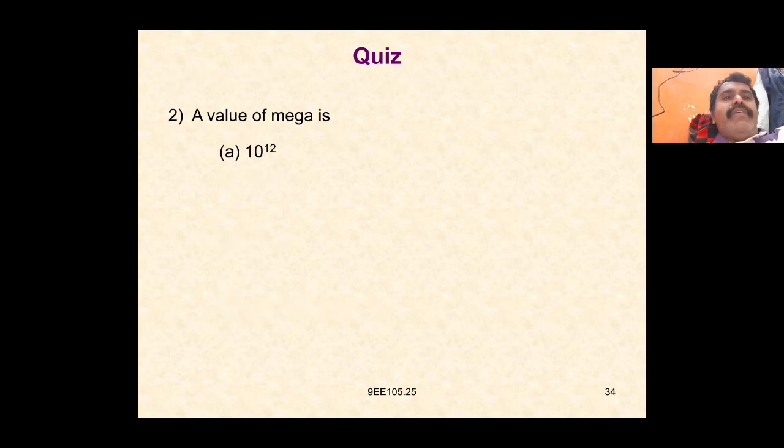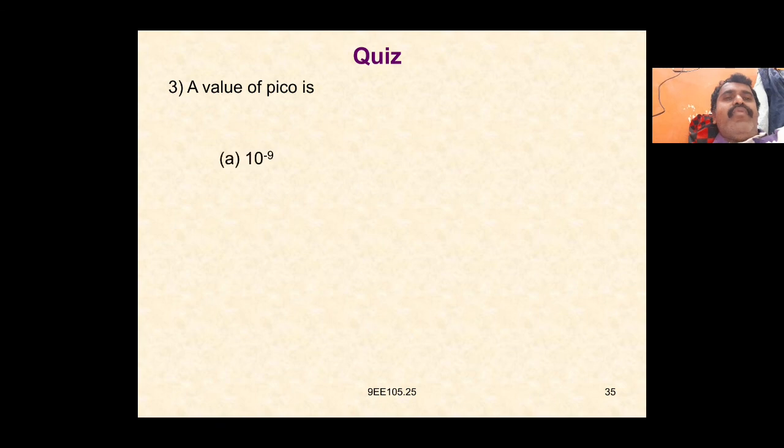The value of mega is 10 to the power of 12, 10 to the power of 3, 10 to the power of 6, 10 to the power of minus 6. It is 10 to the power of 6. The value of pico is 10 to the power of minus 9, 10 to the power of minus 12, 10 to the power of minus 3, 10 to the power of minus 6. It is 10 to the power of minus 12.